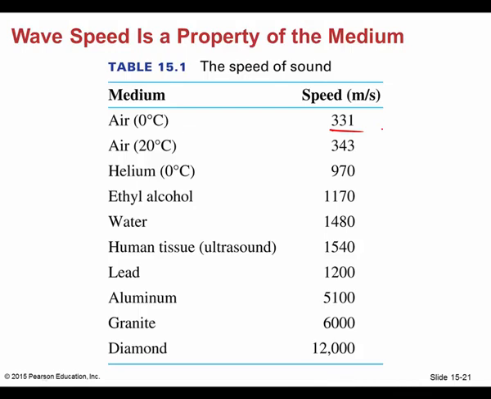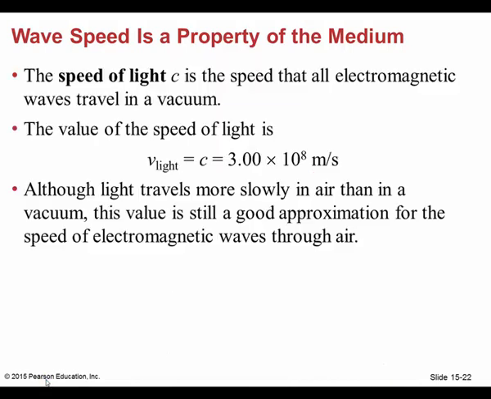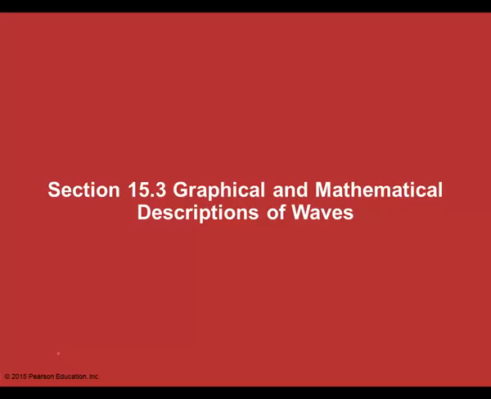Notice helium. Helium really books through, doesn't it? Well, helium's extremely light. Ethyl alcohol, and so on. Notice a diamond. Good grief, 12,000 meters per second. That's crazy. Now, of course, we've already talked about the speed of light in a vacuum, 3 times 10 to the 8th meters per second. It does slow down in air, but it's close enough to that we can use it.